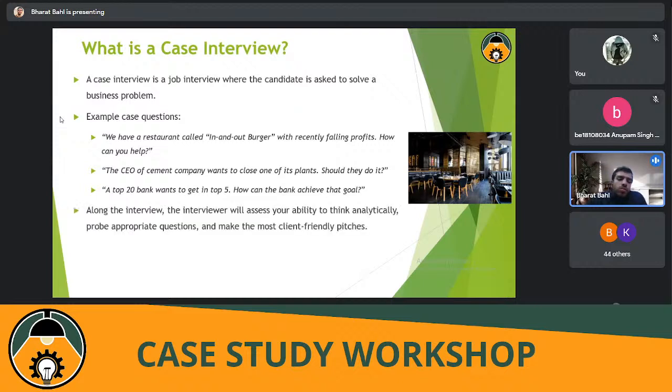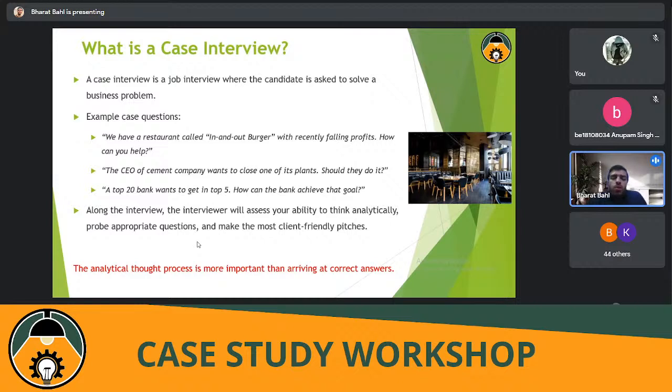Along the way, the interview will assess your skills: how well you can think analytically, whether you can ask the appropriate questions, and whatever solution you give, it must be client friendly. Is it feasible for that person to apply? That is the most important question. Let us say India में बहुत ज़्यादा pollution है. You give a solution that सारी industries बंद कर दो. It might seem fine from your end, but it is not compliable. It is not client friendly. So that is something we need to see.